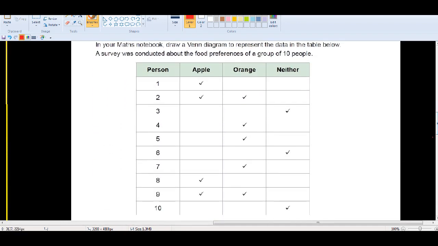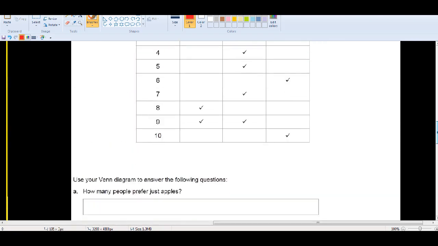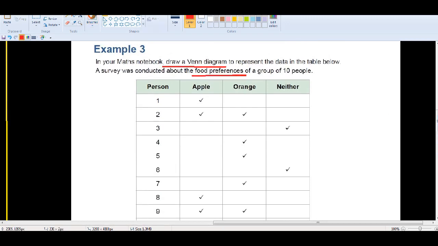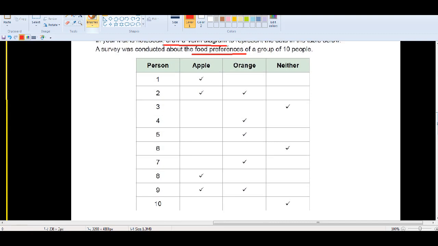So this one is a table showing the food preferences of 10 people. It's about apple and orange. You see some people like apple, some people like orange, some people like neither of them, and of course there will be some people who like both apple and orange. So can we draw a Venn diagram? Because you are asked to draw a Venn diagram. Let's try to draw it.